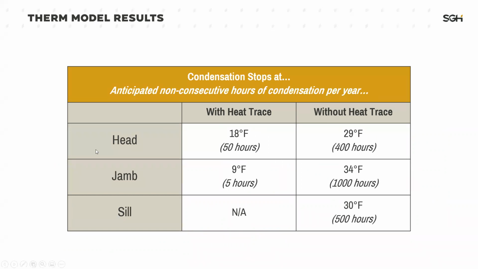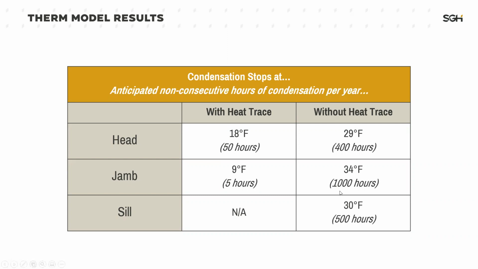For example, when we have our new thermally broken door without heat trace, if we look at just the head, we see that condensation formation is expected to start occurring when the exterior temperature drops below 29 degrees Fahrenheit. And in Washington, DC, where this project was, the temperature is below 29 degrees Fahrenheit for about 400 hours each year. So basically, when the temperature is below 29, we expect that dew point isotherm to reach the interior surface and there to be condensation.